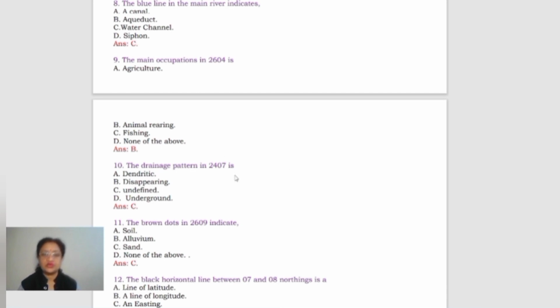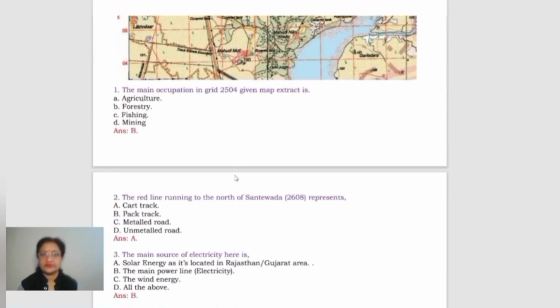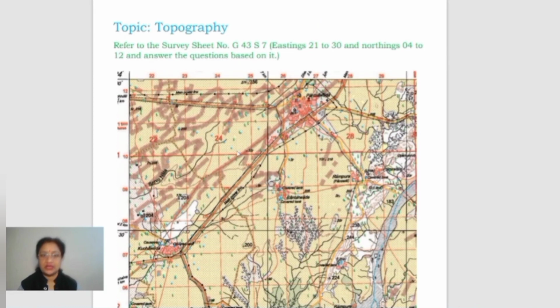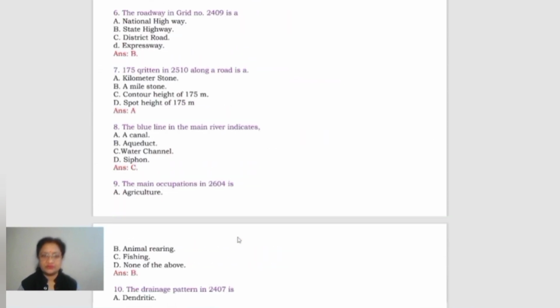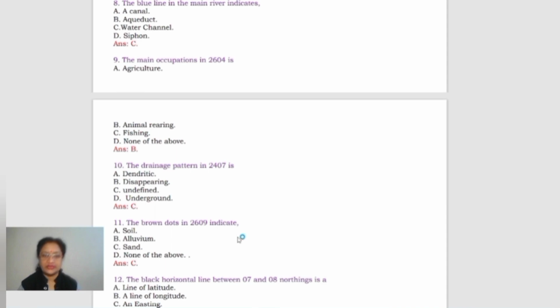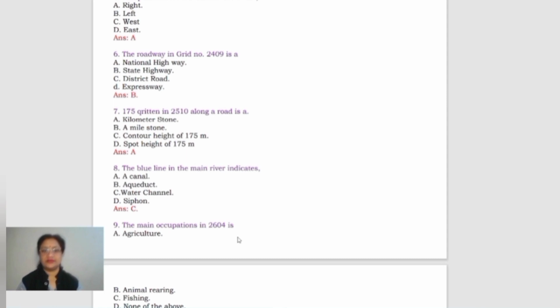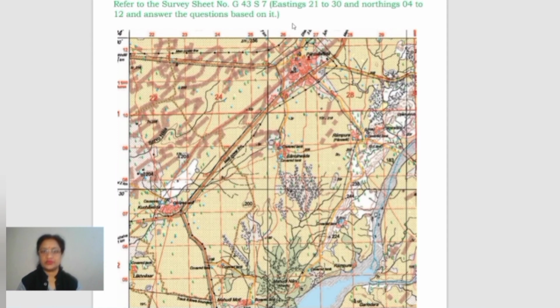Next is drainage pattern in 2407. 2407 is, let's see what is the drainage pattern. 2407, 24 is this and 07, it is undefined children, right? Undefined it is called. Now come to next question. The brown dots in 2609 indicate. 2609. 26 is this one and 09 is here, this one. Now brown dots, yes, it is the sand.